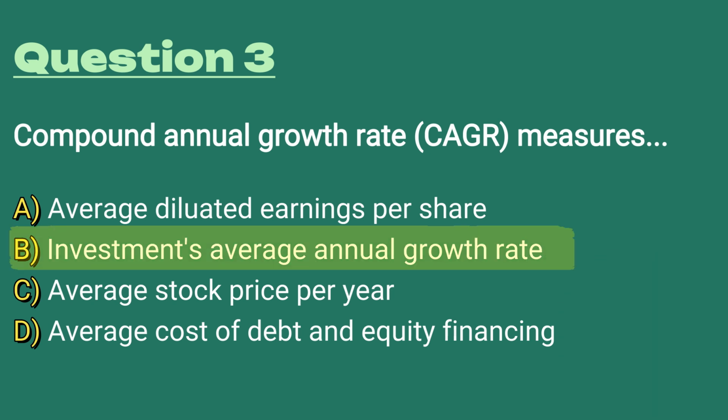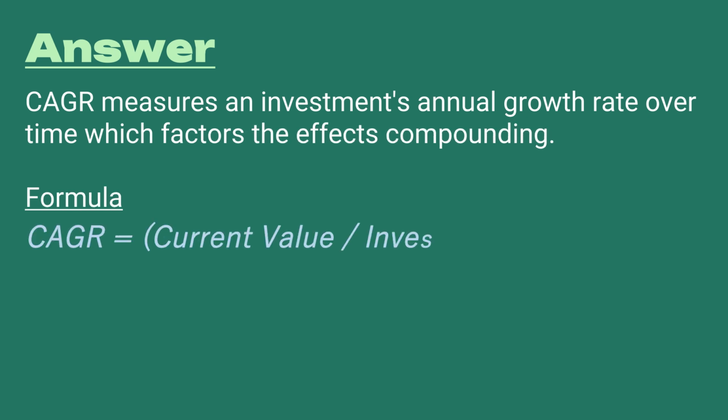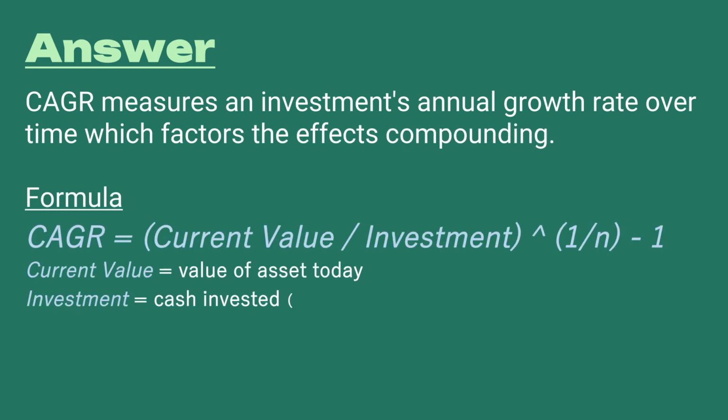The answer is B, investment's average annual growth rate. CAGR measures an investment's annual growth rate over time, which factors in the effects of compounding. Basically, you are looking at the return on investment for a particular asset, and what CAGR is going to do is smooth out the average rate of return for each year.